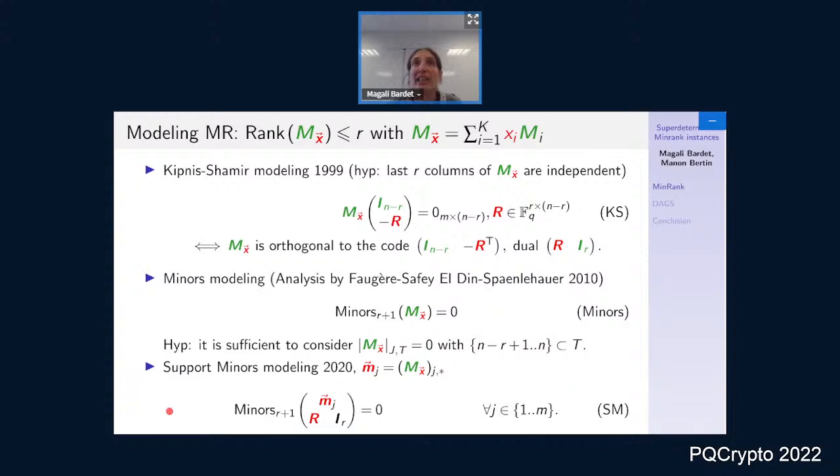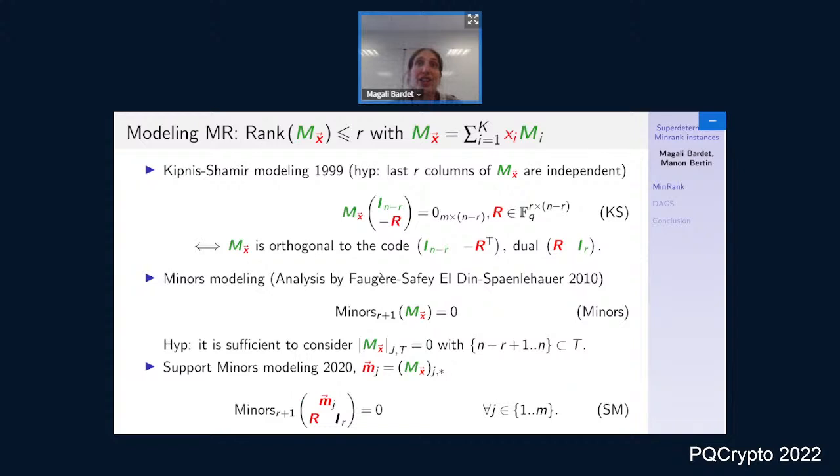So the idea for this modeling is, if you consider this relation here, it means that this matrix is orthogonal to this code. And being orthogonal to this code means being in the dual code that has a generator matrix like that. If every row of this matrix belongs to this code, then we can write all those matrices here with one row of M and a matrix generating the code, and cancel all the minors of size r plus one, because we have a redundant row in the matrix here. So we have another modeling.